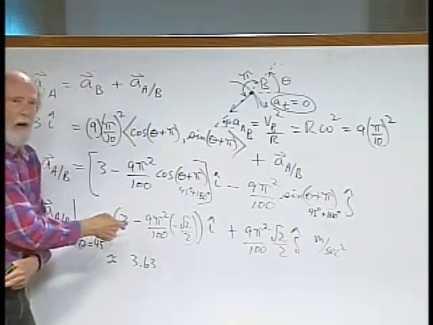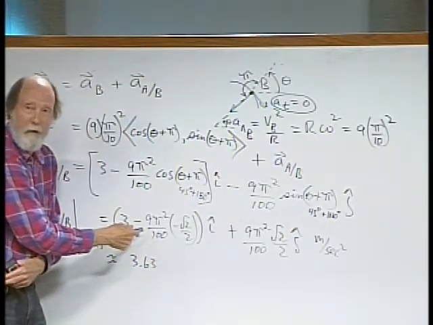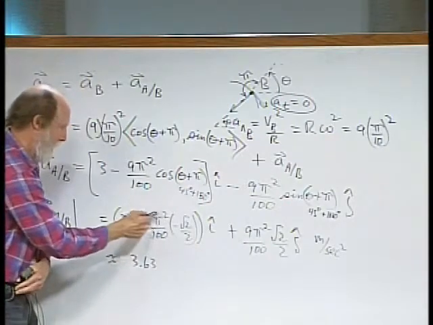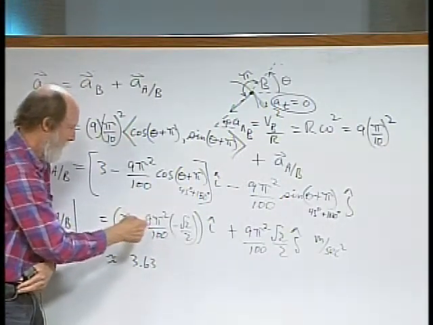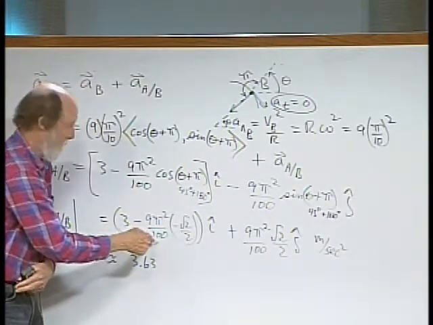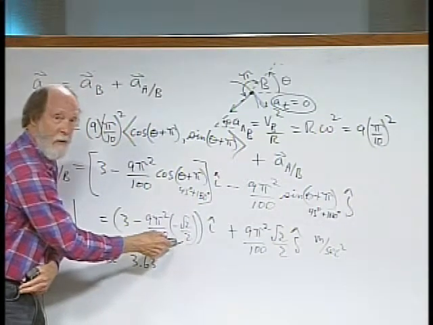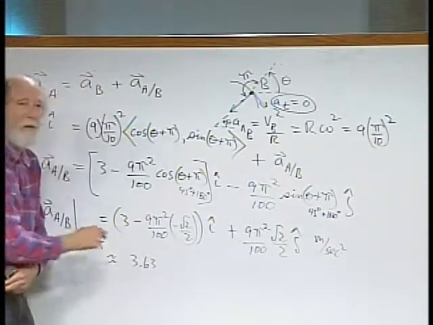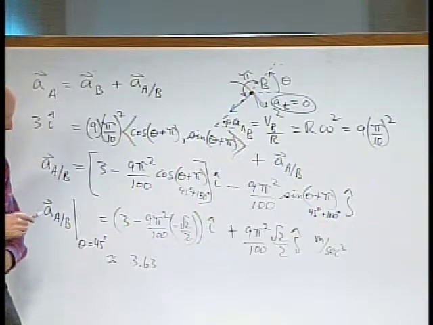Oftentimes I eyeball these things to see if I'm in the ballpark, because it's easy to mispunch things with your calculator. I'm seeing this is kind of like a 9 here, times 9 is 81. 81 over 100 is less than 1. And then this radical here, this is like radical 2 in the denominator. So you're getting something definitely less than 1. Okay? 3.63, that's perfectly fine.